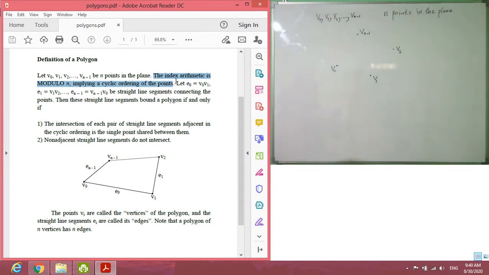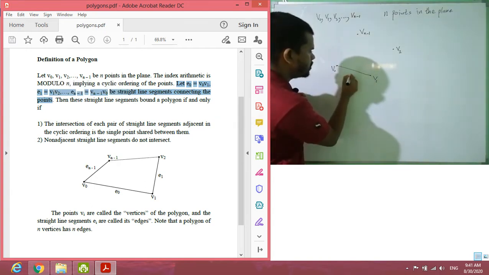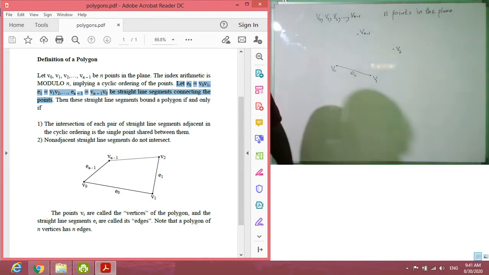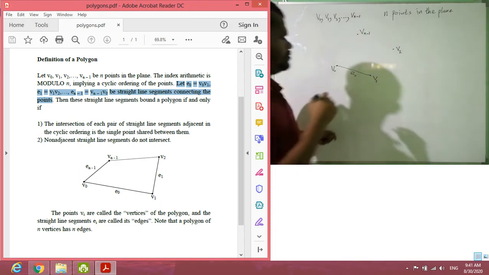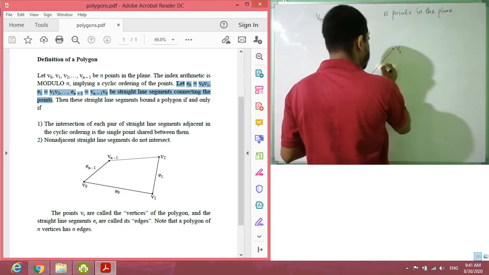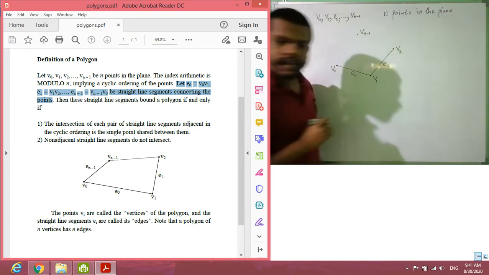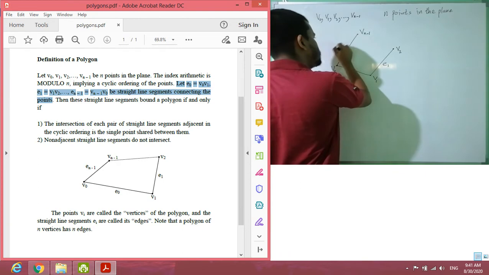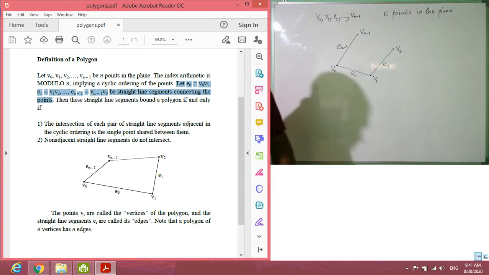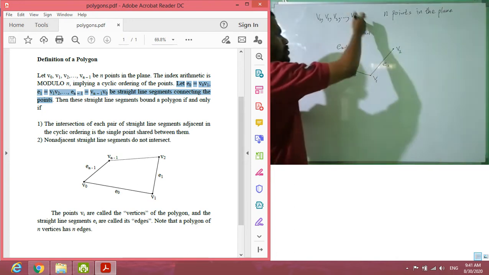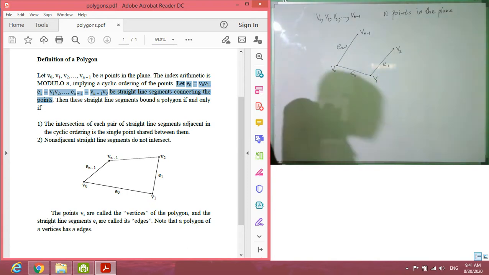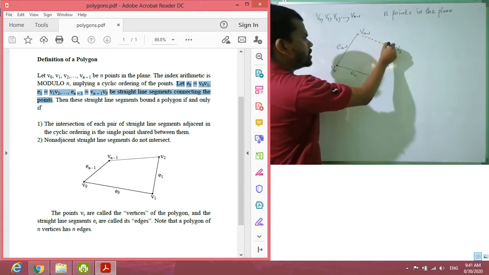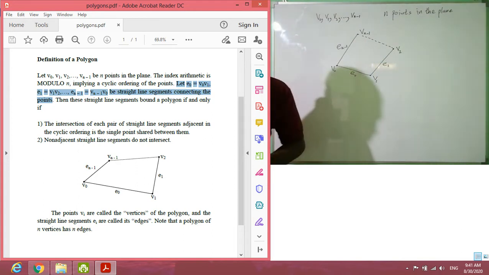Now, let the E's be straight line segments connecting the points. Now, we connect V0 and V1. This is our E0. We connect V1, V2. This is E1. We connect these two, this is En-1, and likewise here also we can have a straight line segment, so I represent it using a dotted straight line.